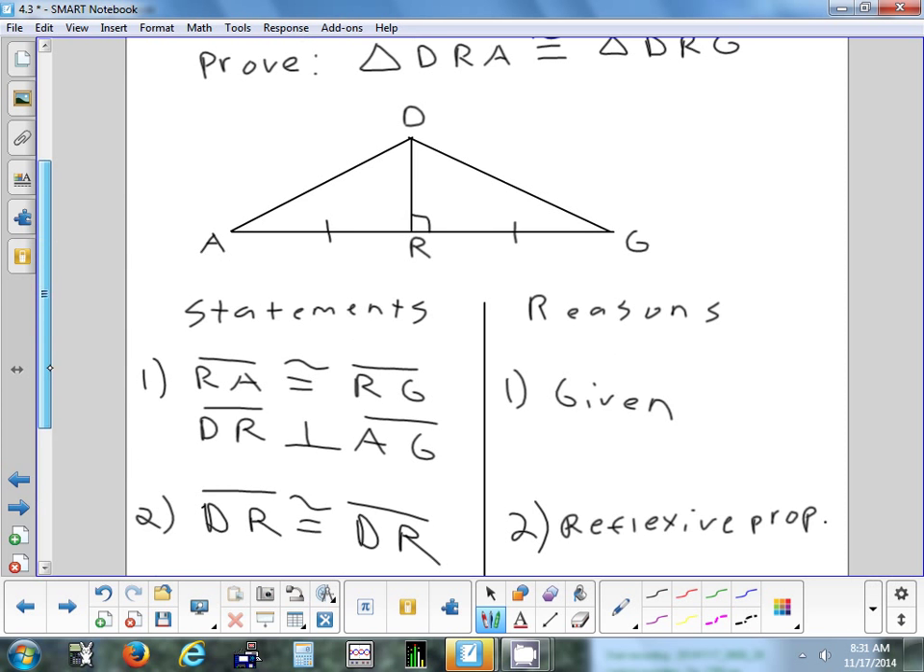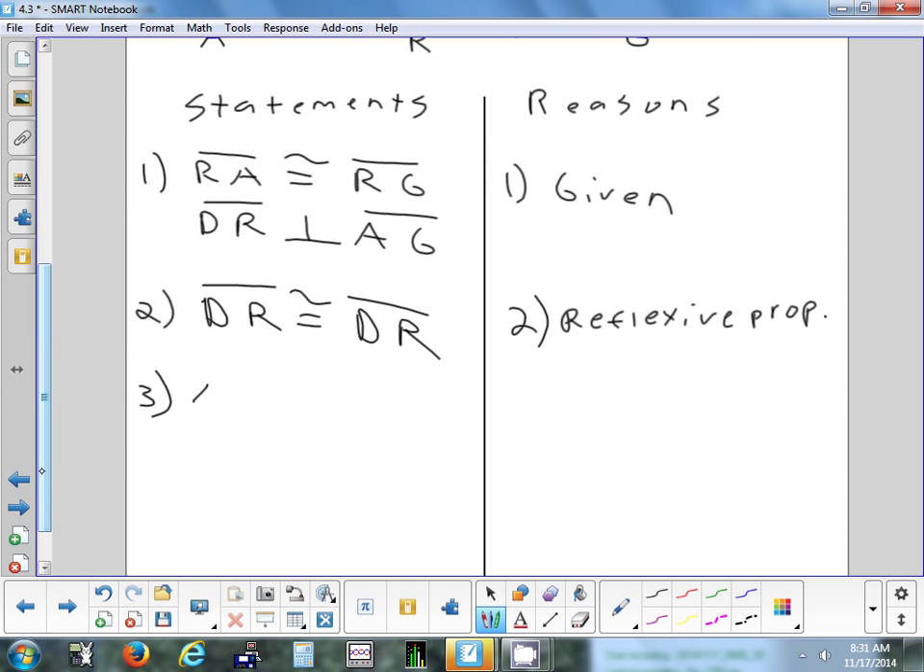Okay, so angle DRG is a right angle. The reason? That's the definition of perpendicular segments. Or if you wrote lines, I guess that's okay, but we really don't have lines here, we have segments. So, definition of perpendicular segments. Okay? They form right angles.